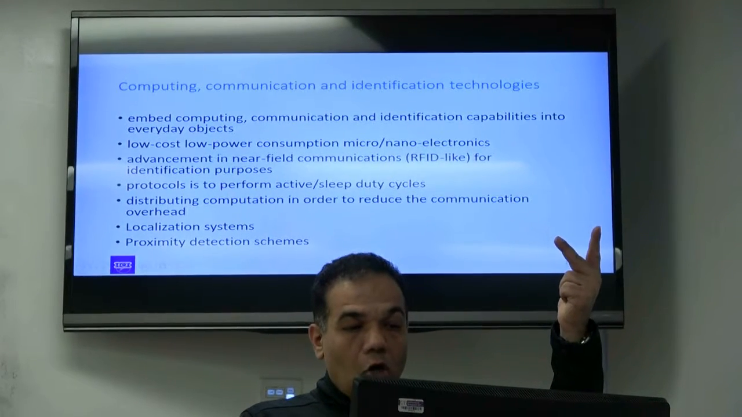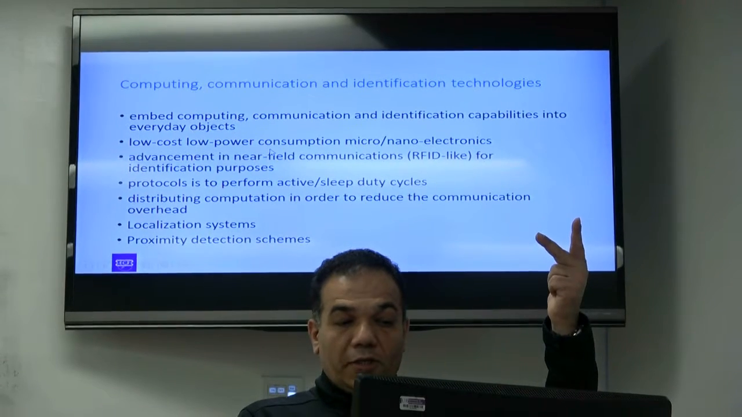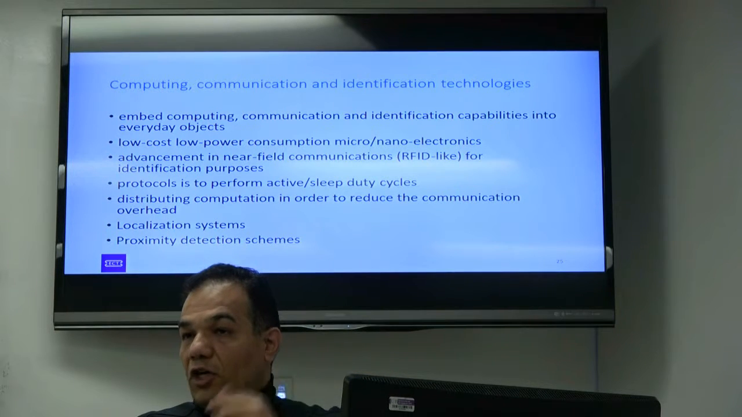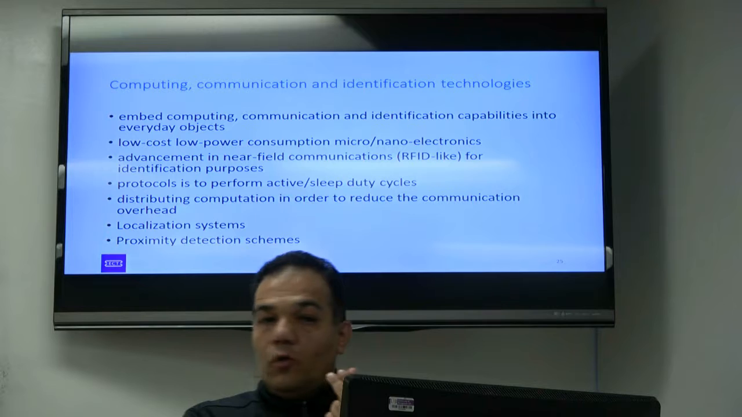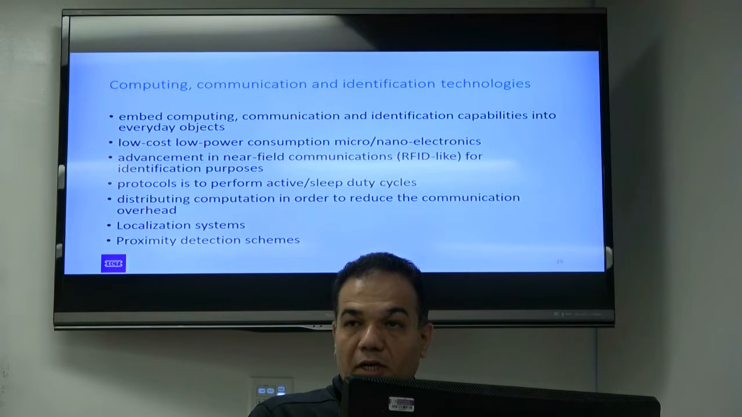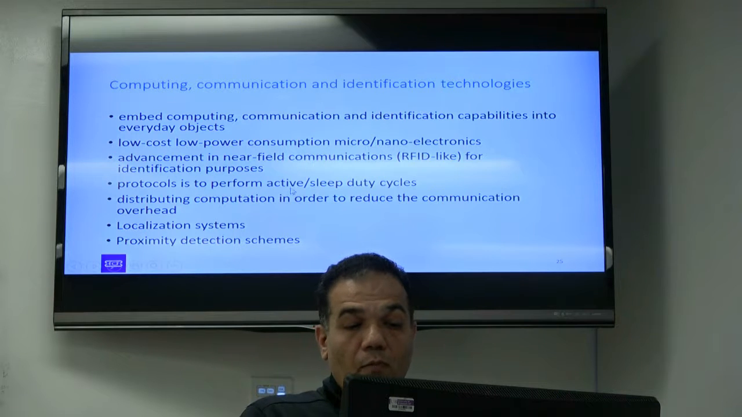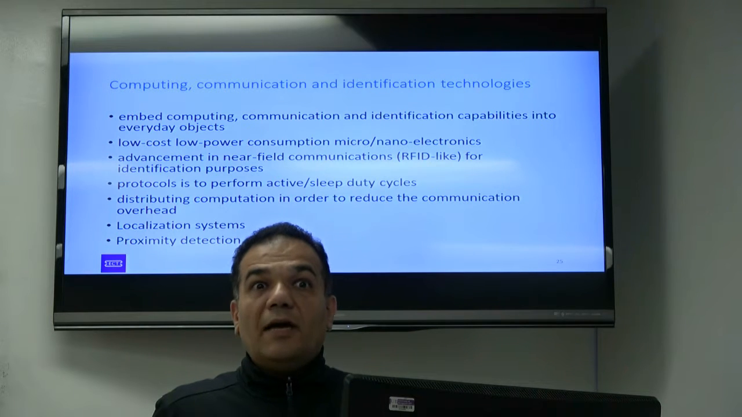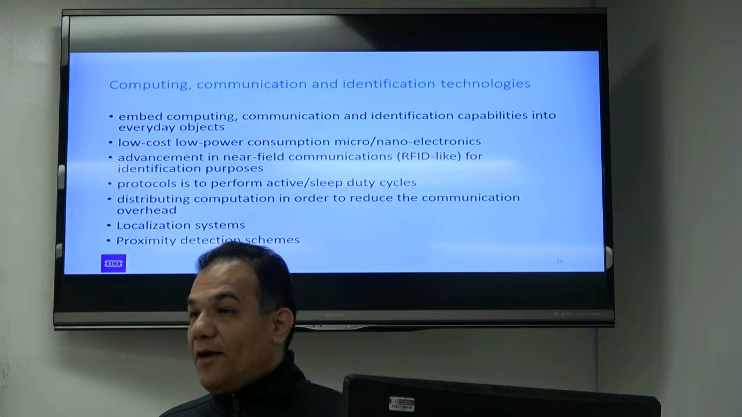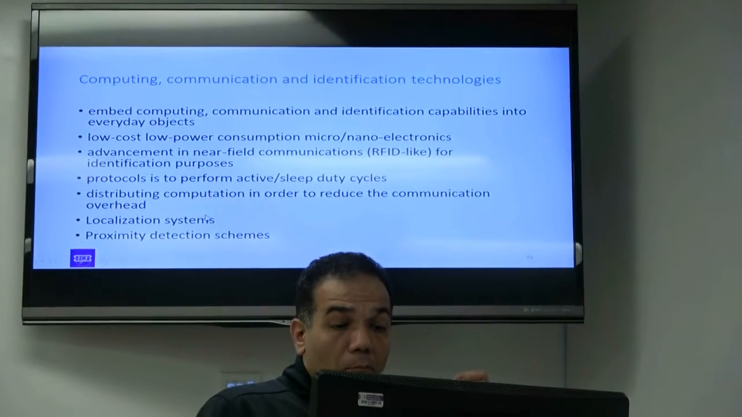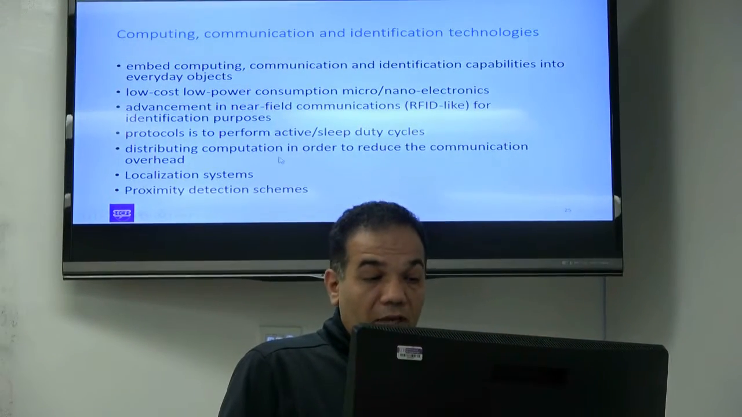Number 2, low cost, low power communication, micro and nano electronics. You have to work even at the level of the chips, the technology, and the microcontroller devices. They have to consume very low power. Number 3, advancement in near field communication, RFID-like, for identification purposes. Then the protocols to perform active sleep duty cycles. Why active sleep? Because you don't want the device to be awake all the time consuming power. So sleep, then wake up when you have to do some task. Make sense? Then distributing computation in order to reduce the communication overhead.